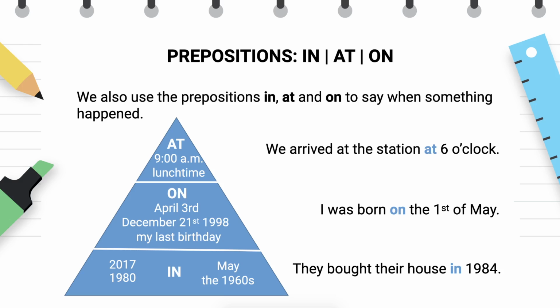Then we use in when we mention some years in the past, like in 2017 or in 1980. When we talk about some months in the past, like in May, or some decades, like in the 1960s. They bought their house in 1984.